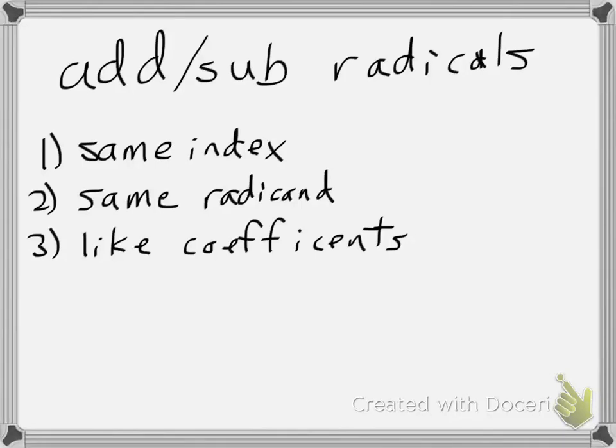Hello everyone. In this video I'm going to review the basics of adding and subtracting radicals. We go by three main rules. They are, your radicals need to have the same index, otherwise known as the root, the same radicand, in other words, what's underneath the radical, or what's inside the radical, and then like coefficients. Coefficients, I'm referring to what's in front of the radical.